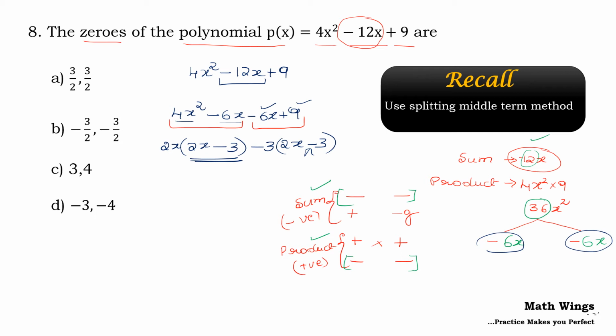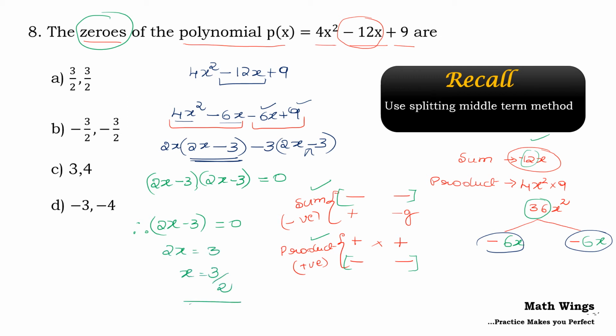Now, let us write the factors for it. Factors are 2x minus 3 into 2x minus 3. Since they asked to find the zeros of the polynomial, we can equate these factors to 0. Therefore, we'll get the zeros by equating each factor to 0. That is 2x minus 3 equal to 0. Therefore, 2x is equal to 3 and x is equal to 3 by 2.